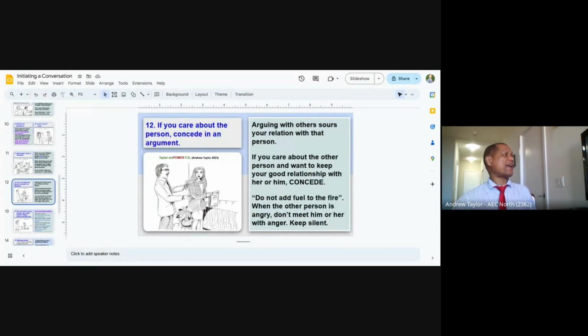Number 12, if you care about the person, concede in an argument. I'm just going to read everything because we have to finish quickly. If you care about the person, concede in an argument. What it means is if you love or care about the person you are arguing with, and you know you cannot win, even if you are correct, just concede. Concede means just accept that you lost. Even if you're wrong, even if you're correct, concede. Arguing with others sours the relationship with that person.